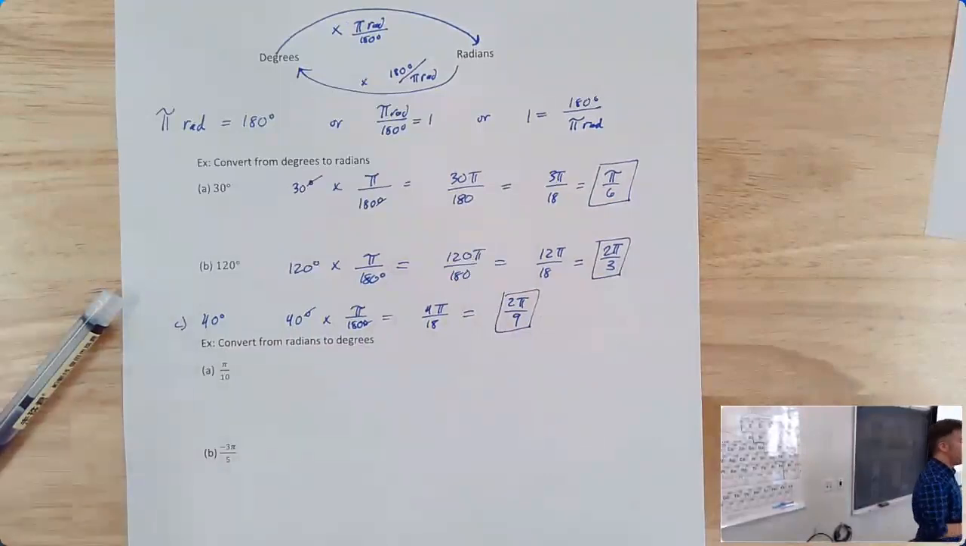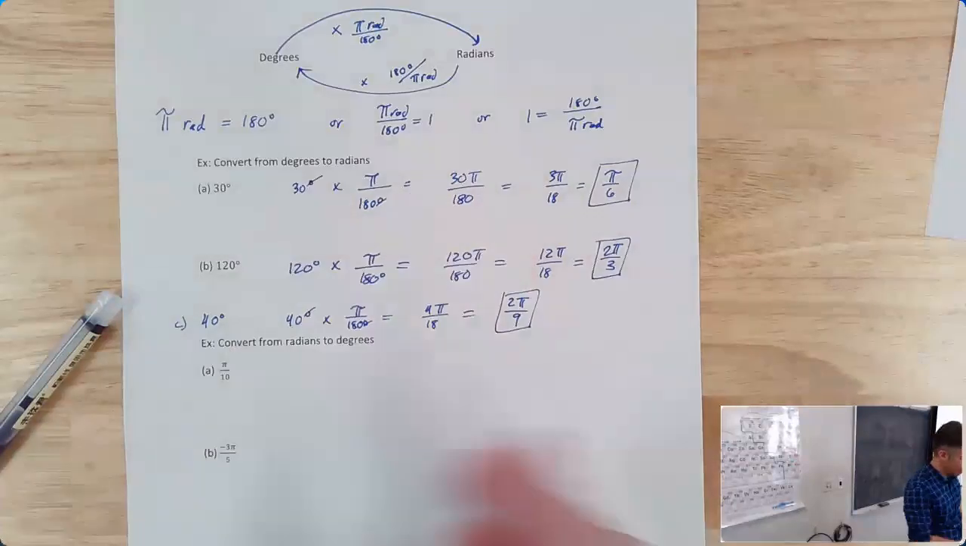We definitely don't want decimal approximations here. We don't want to plug this into a calculator and say 2 pi over 9 is approximately 0.67-ish radians, I would guess. That's not the answer we're looking for. We want an actual nice expression here.